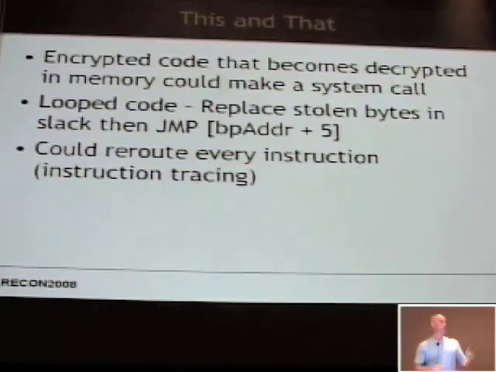I think with this type of mechanism too, I haven't done it, but I could probably do instruction tracing and just start off at the very beginning where the entry point starts, rerouting every single instruction. So the idea is once I replace those stolen bytes, the next instruction I can look at and inject a jump, which again will go down to the slack space and start the whole thing all over again.